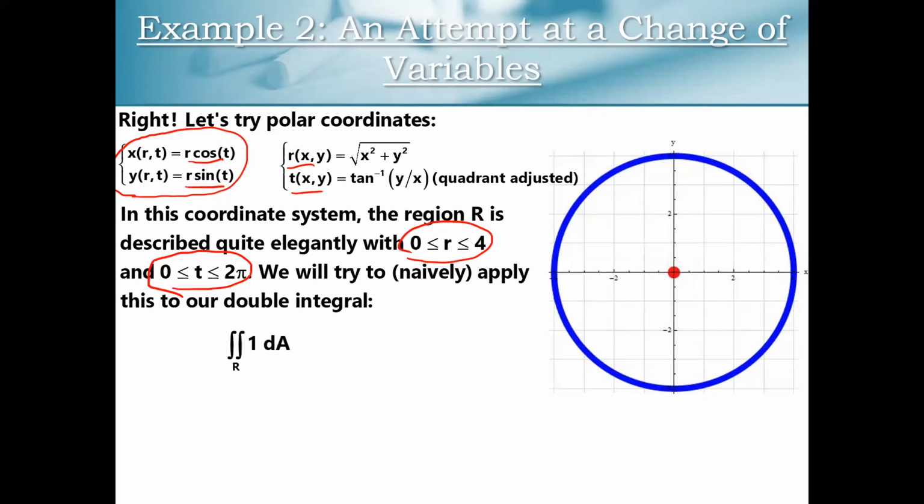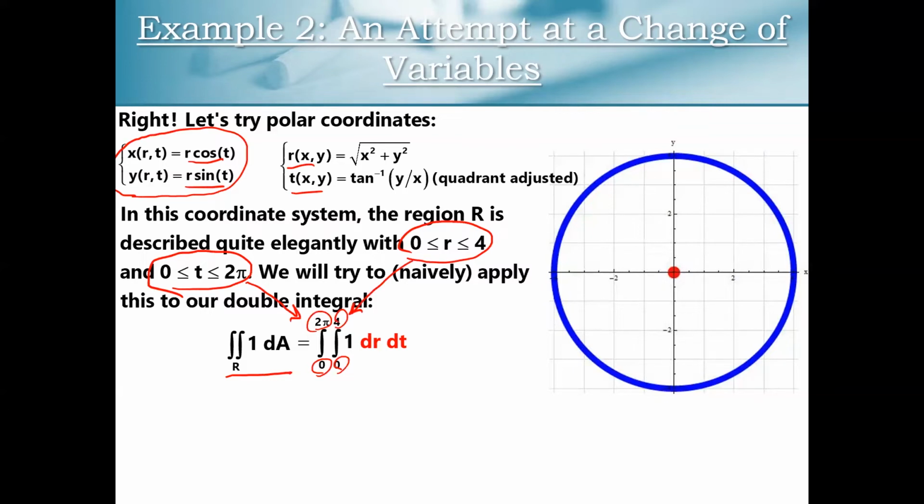So the area of our region R, the area of our circle, is the double integral of 1 dA. And let's try writing that as the double integral where r goes from 0 to 4 and t goes from 0 to 2 pi. We're just matching up what we see here with the bounds for our parameterization.